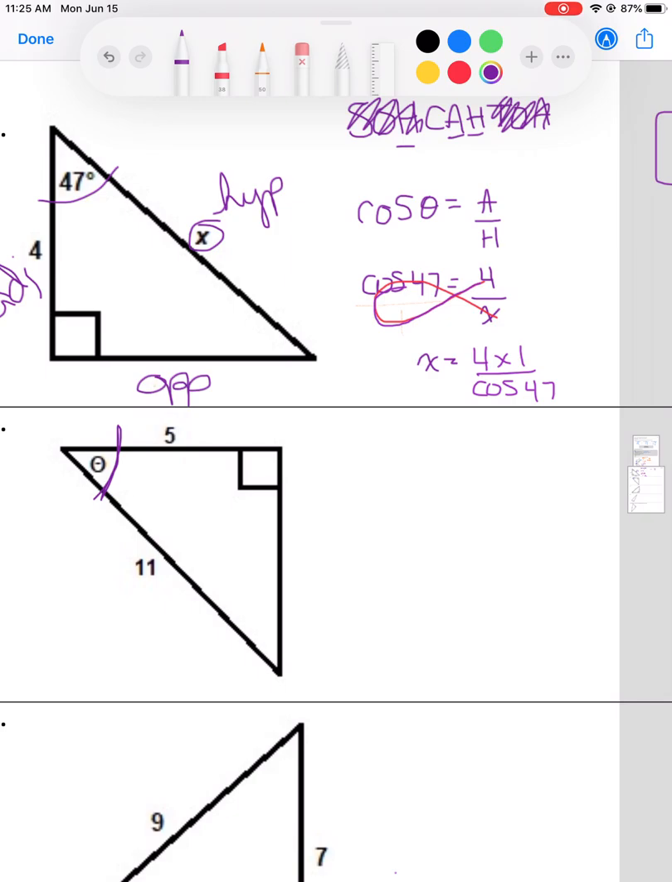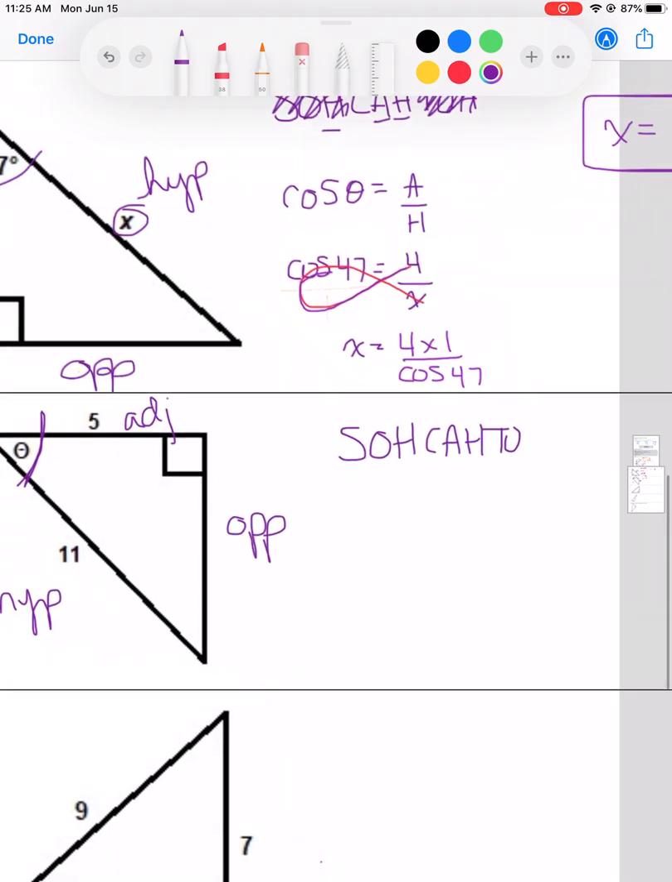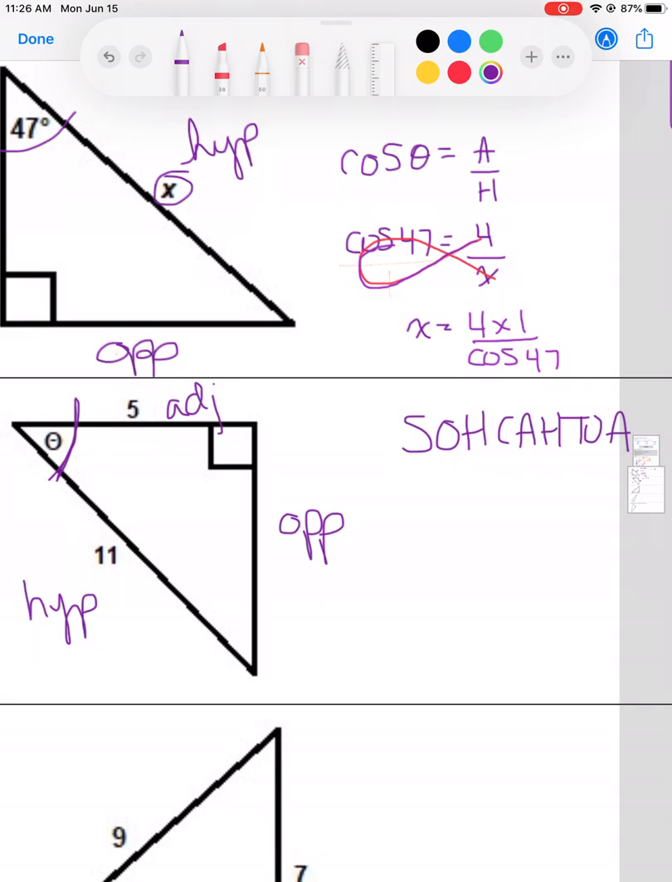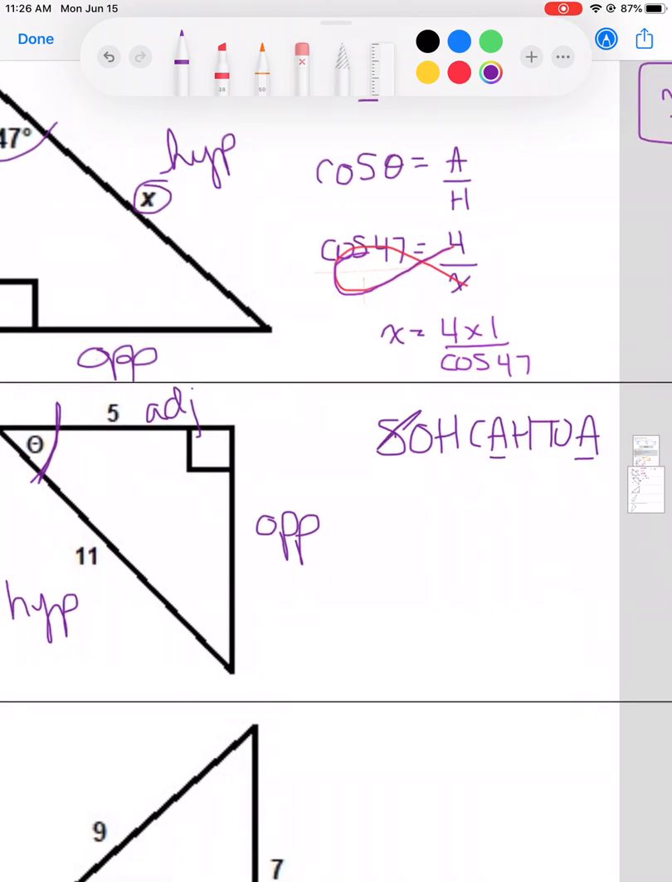There's your angle of interest. That means this is my hypotenuse, this is my adjacent, and this is my opposite. Okay, what do we have? We are looking for an angle. So what sides do we have? We have our adjacent. So that means we're using either cos or tan. So I'm going to get rid of the sine. I have my hypotenuse, which is cos, so I'm going to get rid of that.